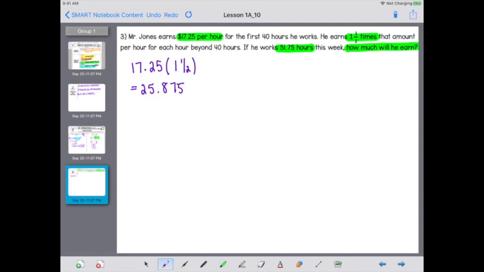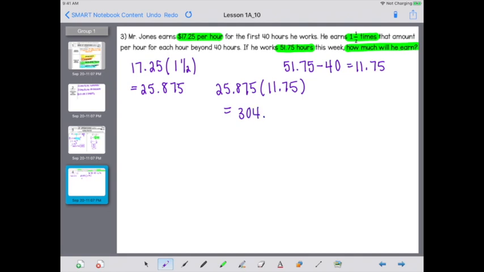We need to figure out how many hours Mr. Jones worked over 40. So we're going to take his total hours, subtract 40, and get 11.75. So Mr. Jones is going to work that many hours at that rate. So 25.875 times 11.75. The total is going to be 304.03125. And I'm keeping all these decimals there because I'm going to round at the end.